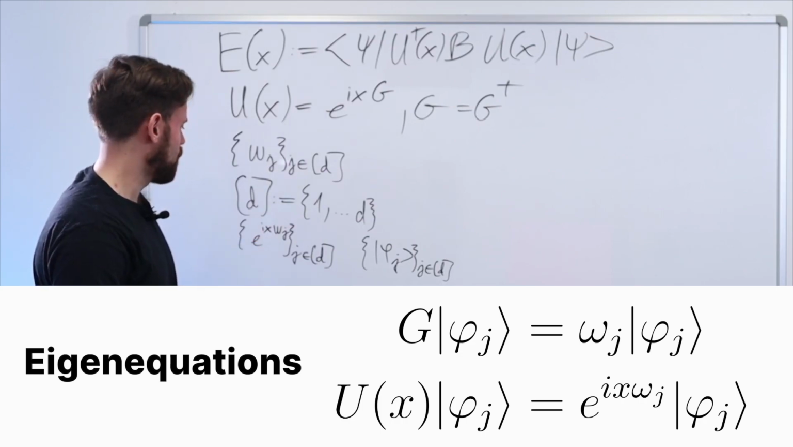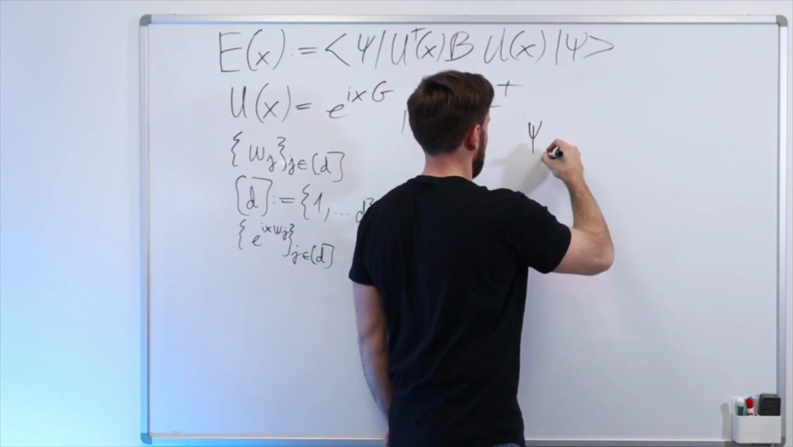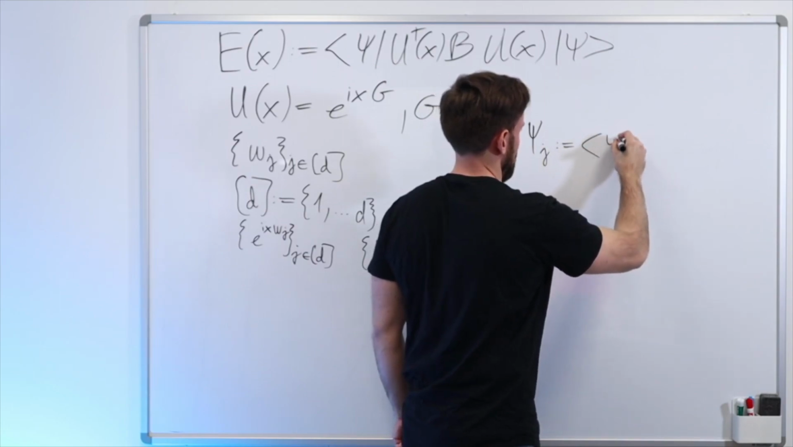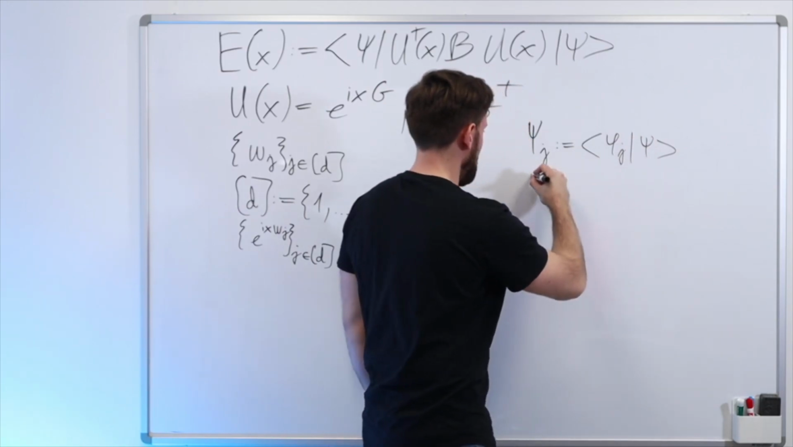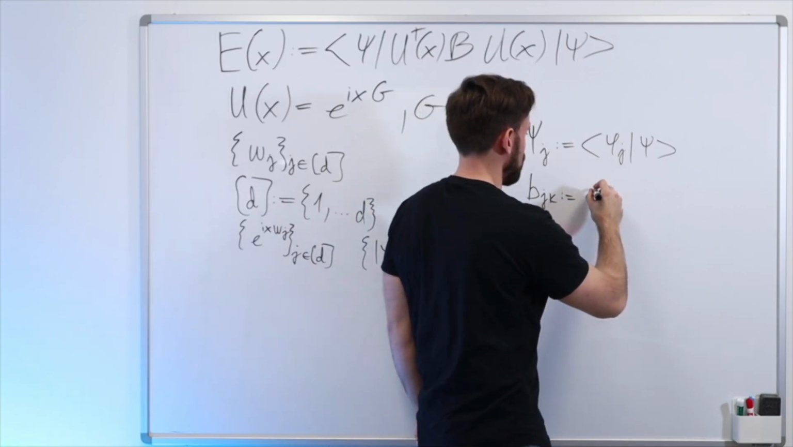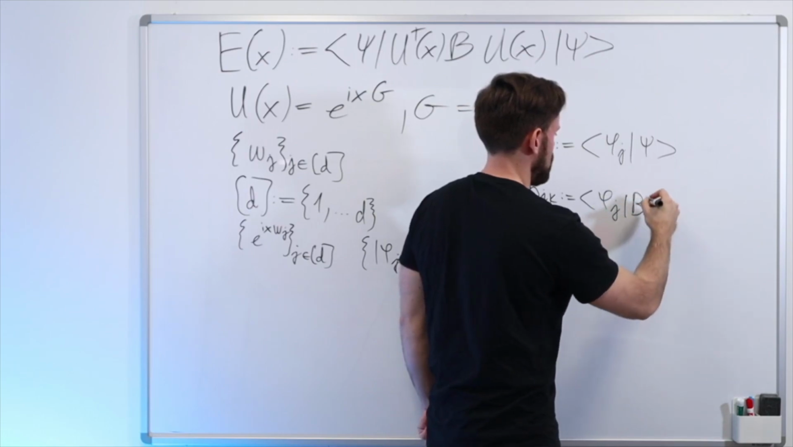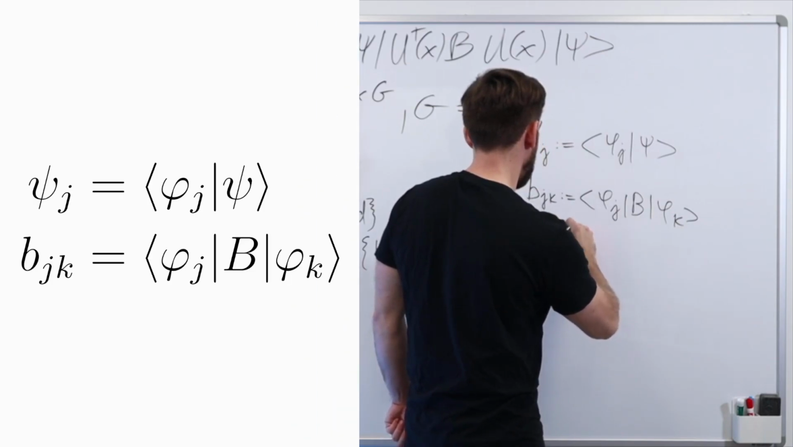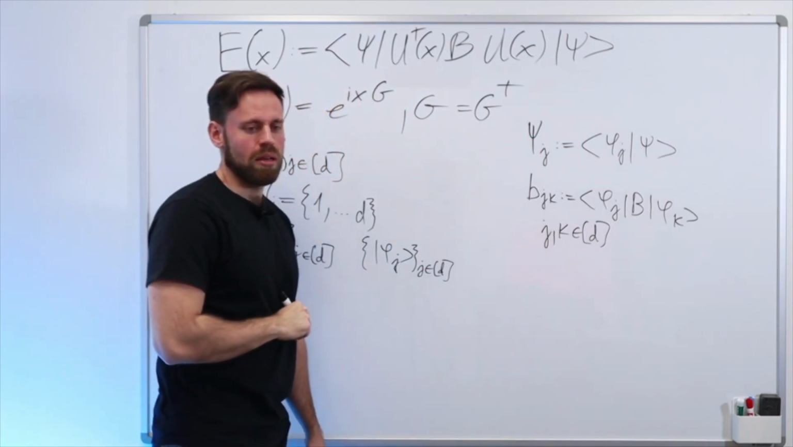Also noting that ket phi j is going to be the eigenstate corresponding to eigenvalue e to the power of i x omega j. At this point, we will introduce two more definitions, one of which is going to be psi j, which is going to be defined as bra phi j, ket psi, and also b jk, such that this is going to be equal to bra phi j, B, ket phi k, such that j and k are from this square bracket D set.